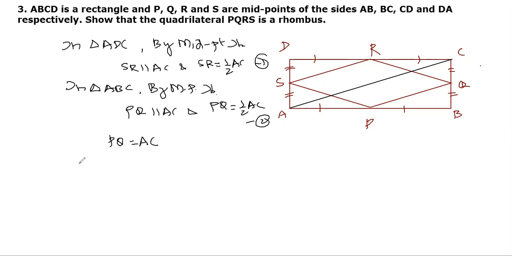Similarly, if we join BD, we can show PQ is equal to PS. Because for adjacent sides of PQRS, we have got that PQ is equal to SR, and PQ is parallel to SR. So PQRS is a parallelogram. Now it is a parallelogram.